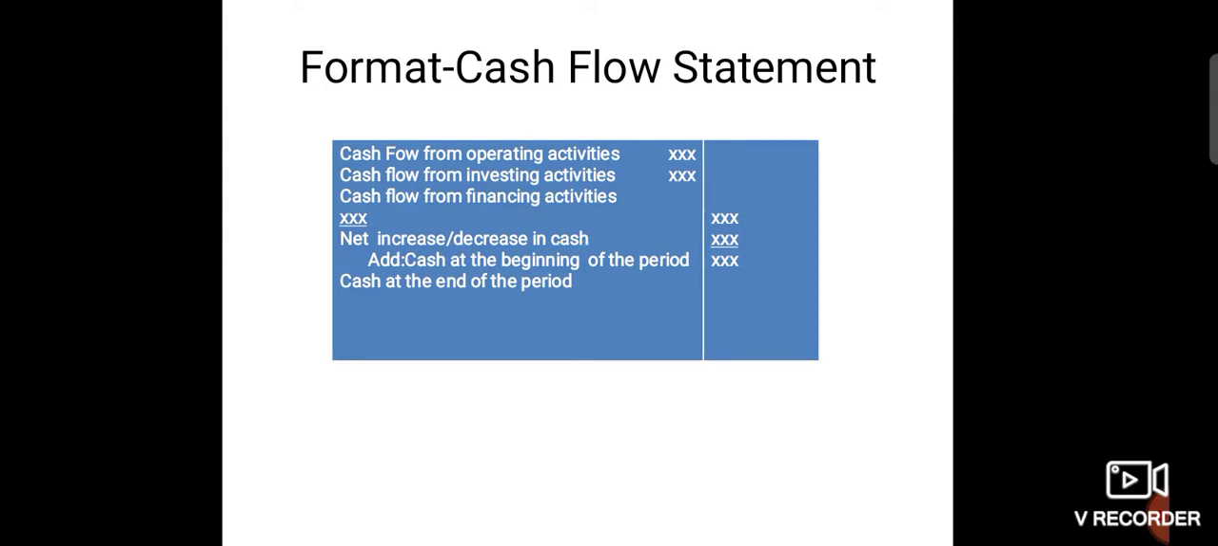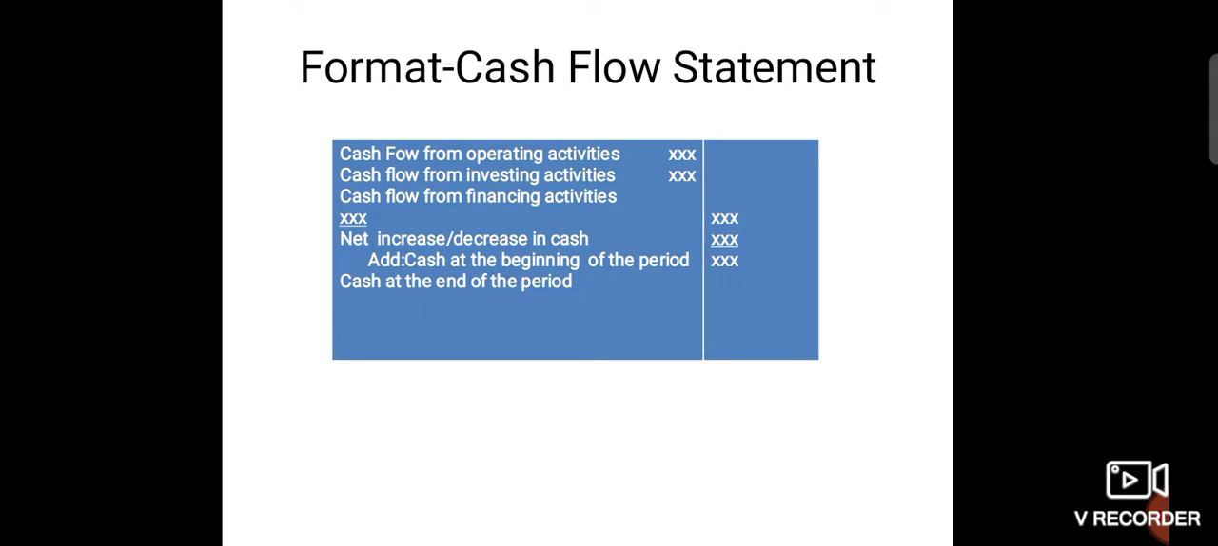That means if these three figures add up to a positive, we'll get a net increase in cash, because our cash inflow has increased. So that will be called net increase in cash. Or if we get a negative figure by adding these three, then it will be net decrease in cash. Okay, with that we will add cash at the beginning of the period. We will be given a balance sheet in the question, and the opening balance sheet cash balance we'll add back. Then we should get cash at the end of the period.